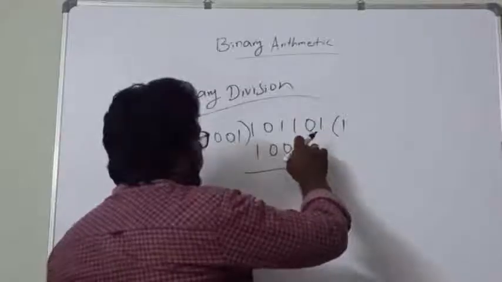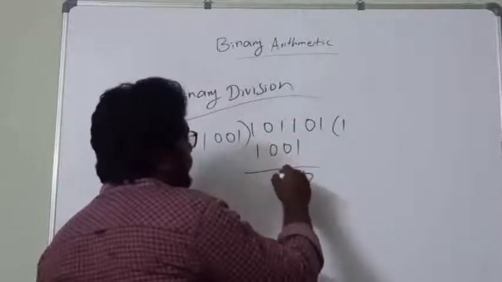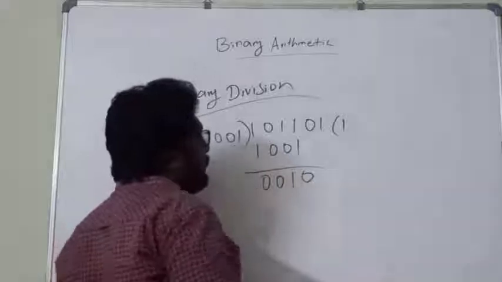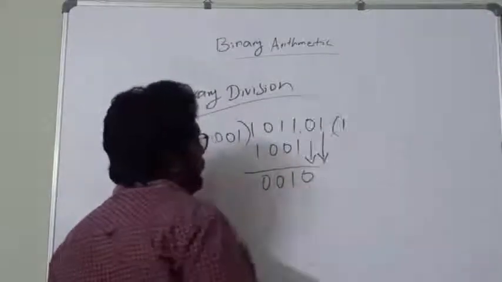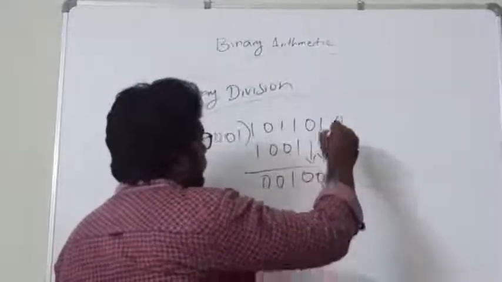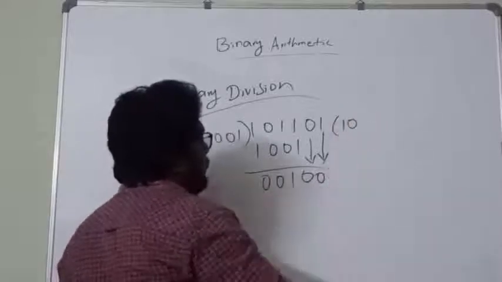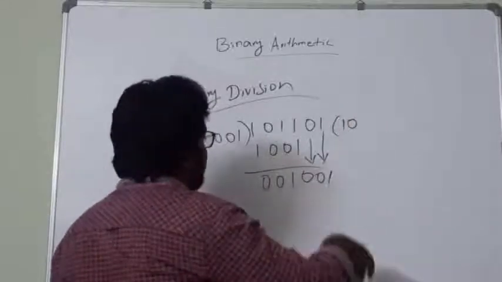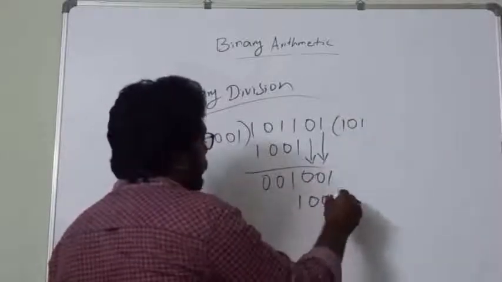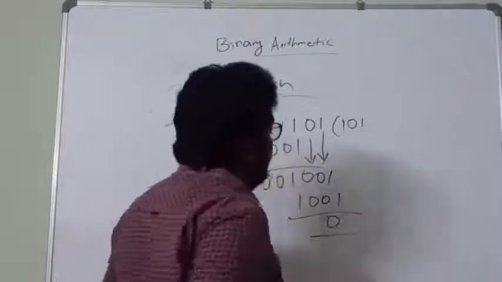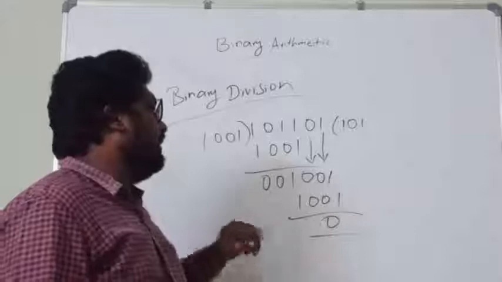So 1 with 1 will be 0, 1 with 0 will be 1, 0 with 0 will be 0, 1 with 1 will be 0. So now we are getting these two numbers. Here 100 is less than this divisor. So we are keeping 0 in the quotient value and bringing down this 1. So 1001 with 1 time 1001. So the final remainder is 0. The quotient for this division is 101 and the remainder is 0.